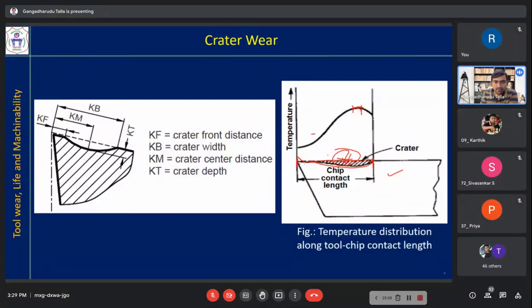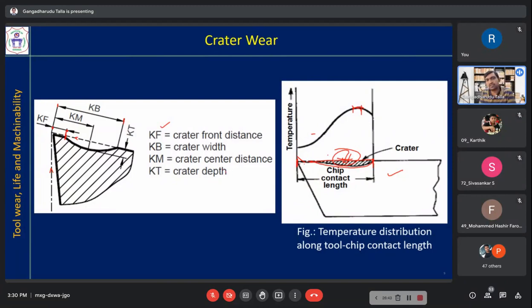So we can see here there is some terminology. KF is crater front distance. So from the cutting edge till the starting of this crater, that is KF. Before any wear of the cutting tool, you see this dotted line is given. And second is KB, the width of the crater, from the starting of the cutting edge to the ending of the crater.